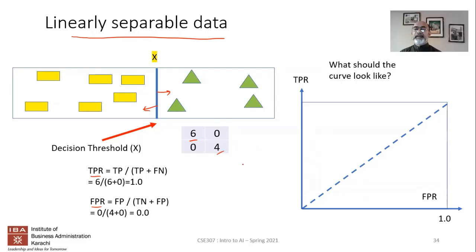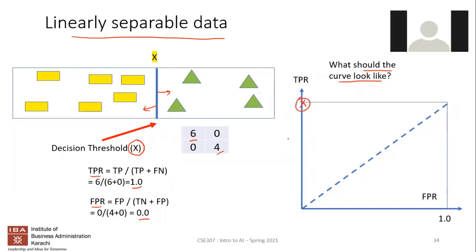So if I were to plot this, where would this plot be? And can you guess what the curve would look like? Can somebody suggest how the curve would look like? And where would this particular point X be on this curve? So TPR is 1 and FPR is 0. Okay. So quite clearly, this is going to be over here. Is that clear?